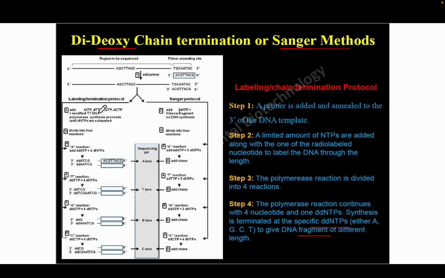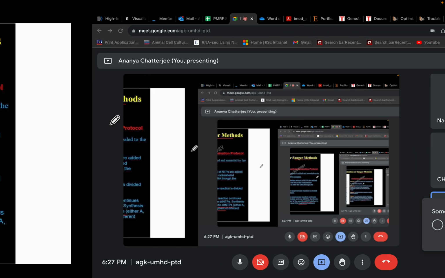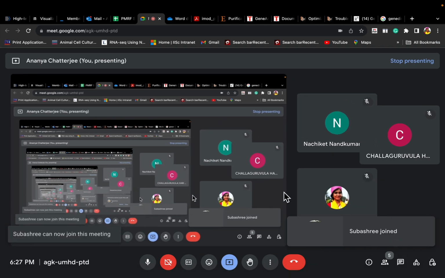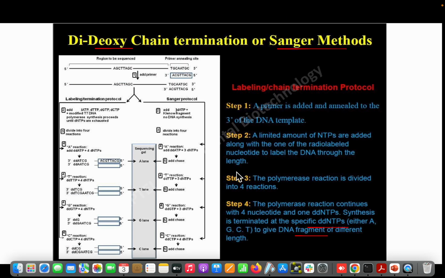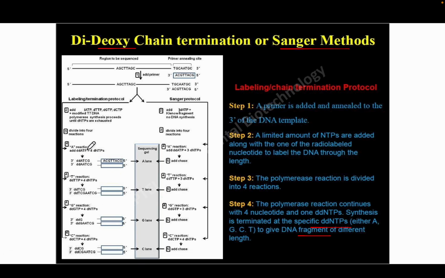So you add 4 nucleotides and polymerase. Polymerase synthesis proceeds until dNTPs are exhausted. And then this is a reaction where you are using dideoxy adenosine triphosphate and the other nucleotides are normal. Then the T reaction, G reaction and C reaction, and so on. In the Sanger protocol, in the A reaction you are adding ddATP and then the other nucleotides, and then add the chase.